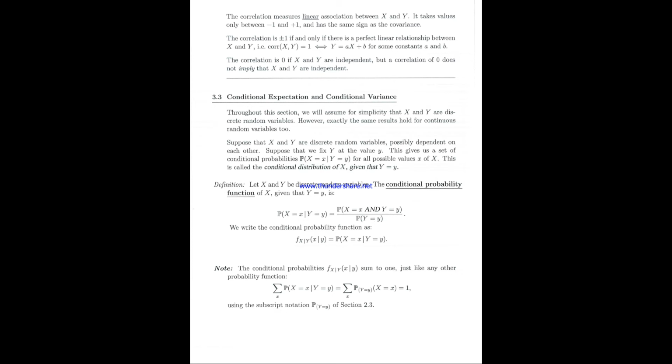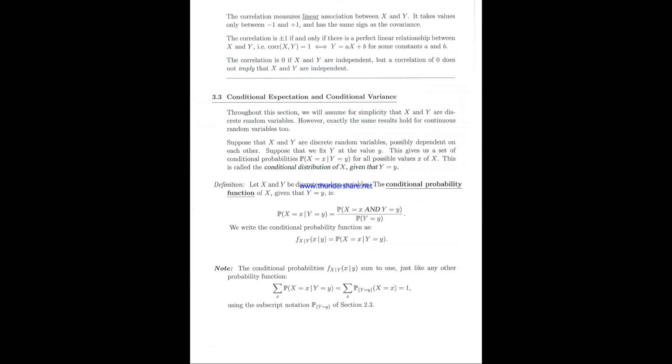So now, in order to illustrate how to calculate the conditional expectation and the conditional variance, I'm going to stick to discrete random variables, but it will be the same process for the continuous random variables as well. So if you can understand the discrete random variable part, you can apply the same concept to the continuous random variables as well, right?